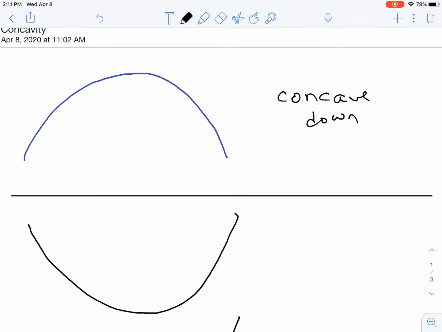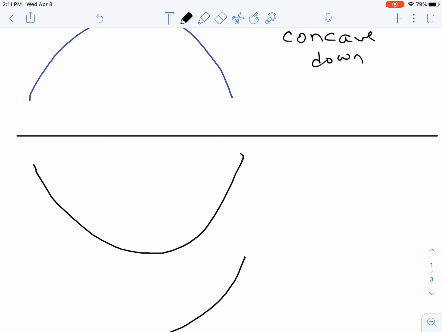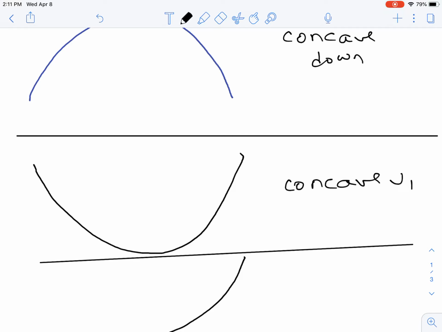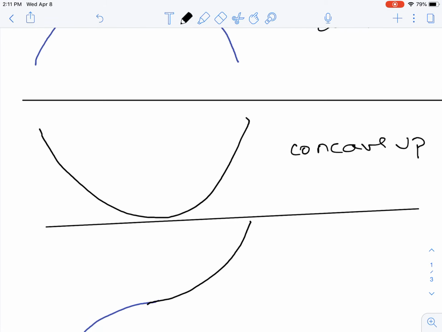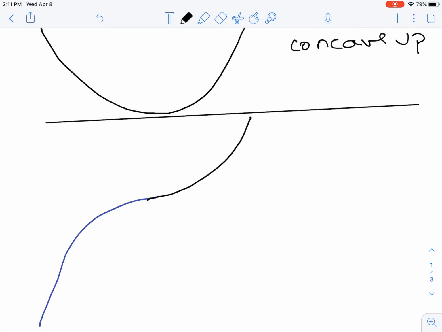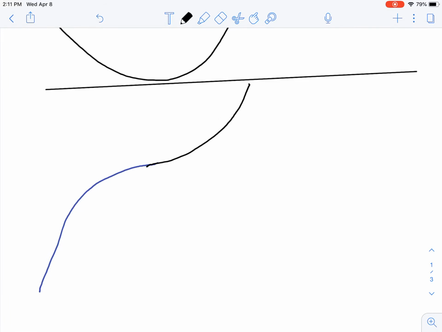Okay, and this next one, as you can tell, it is concave up. It looks like a cup holding something, so it's concave up. At least that's what I call it.